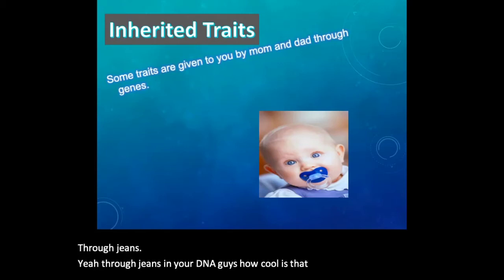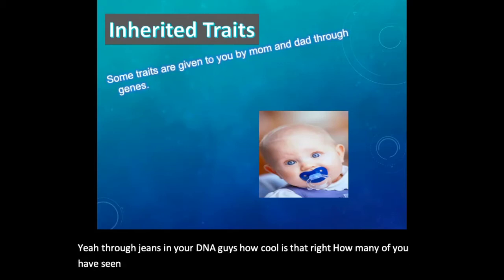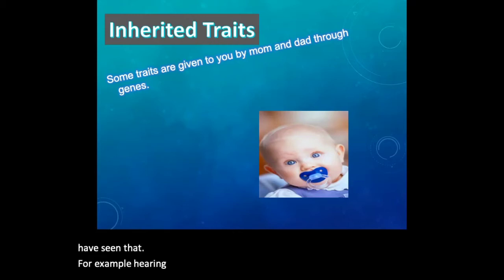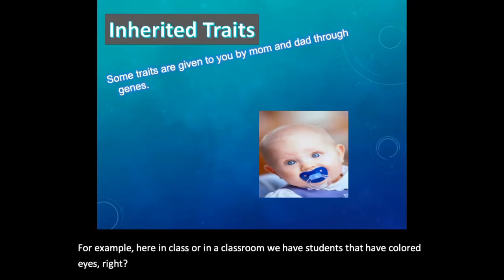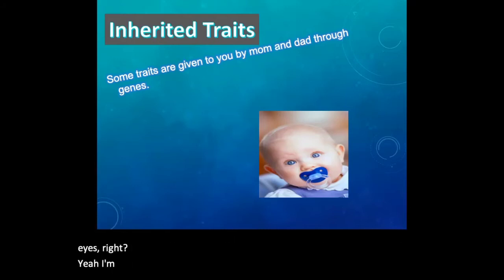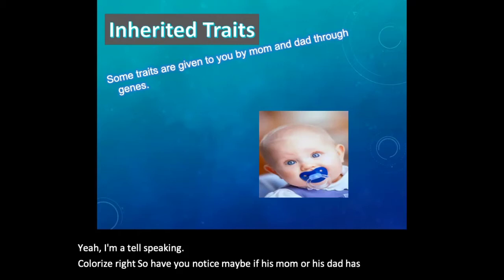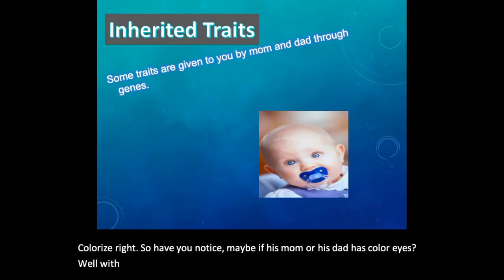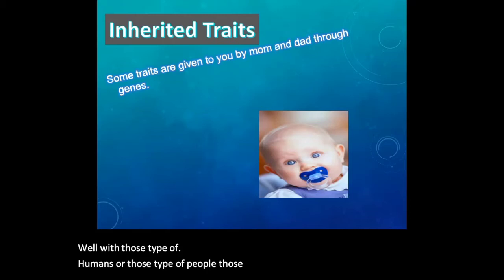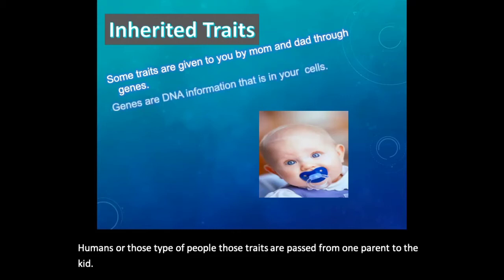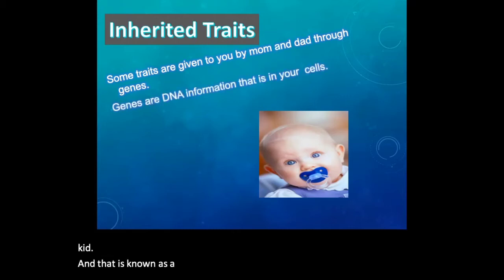How many of you have seen that? For example, here in our classroom, we have students that have colored eyes, right? Hi, Mateo. Speaking of Mateo, he's got nice colored eyes, right? Have you noticed whether his mom or his dad has colored eyes? Well, with those types of people, those traits are passed from one parent to the kid. And that is known as a process of genes and DNA.